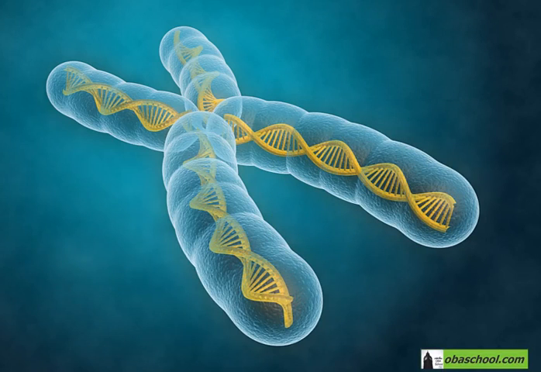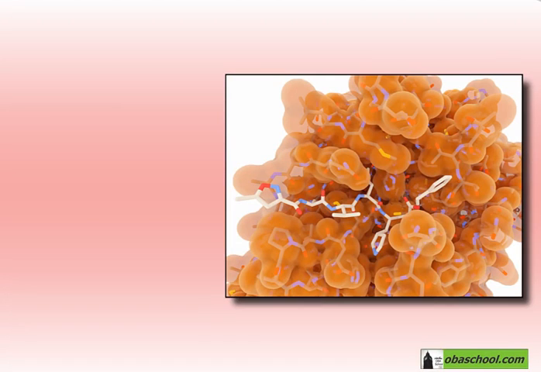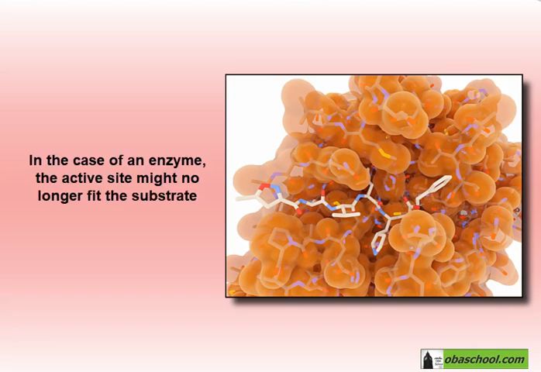However, a few of these mutations can code for a change in the amino acids that is enough to result in an entirely altered protein. It will fold into a different shape. So as a result, if this is an enzyme, for example, the active site of the enzyme, where the catalysis of the chemical reaction actually happens, where the substrate binds, it may no longer fit the substrate. So it will no longer affect that chemical reaction.